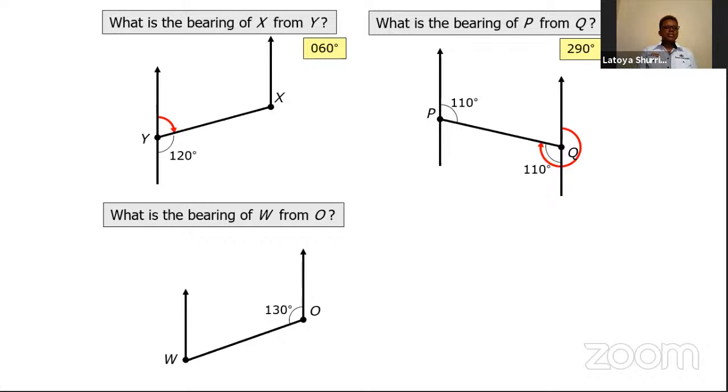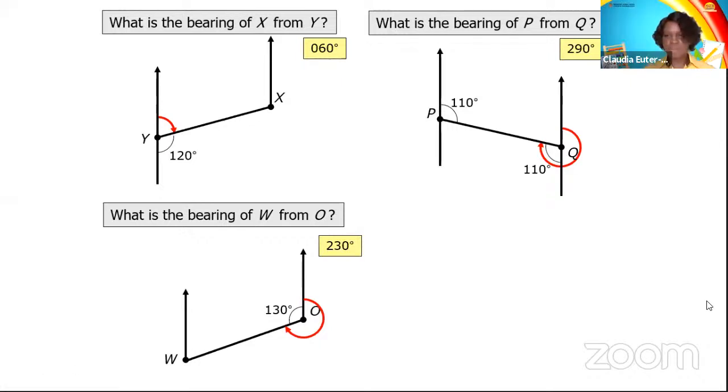Let's check and see. All right, so that's 230 degrees. And what do you think about that response, taking 130 degrees from 360 degrees to determine the bearing of W from O?